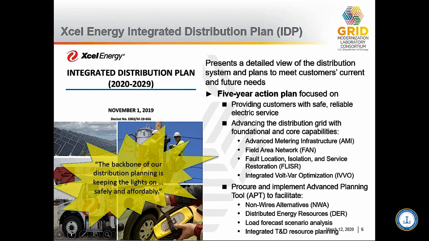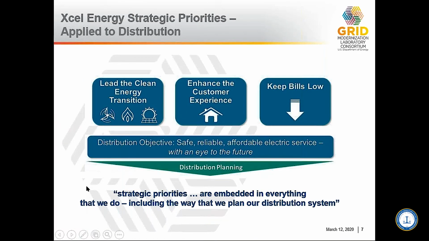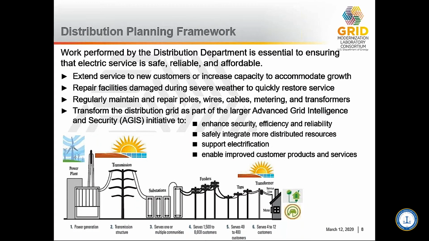The company's strategic priorities, on the next slide, thank you, are embedded in just about all aspects of the distribution planning. The priorities are to lead the clean energy transition, to enhance the customer's experience, and this goes directly to the heart of the performance of the distribution system that is enabled by the plan, and to keep the customer's bill low. And those priorities on the next slide basically lead to a distribution planning framework that is essential for ensuring safe, reliable, and affordable electricity.